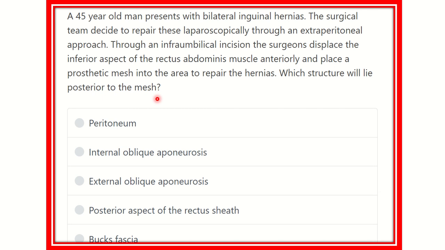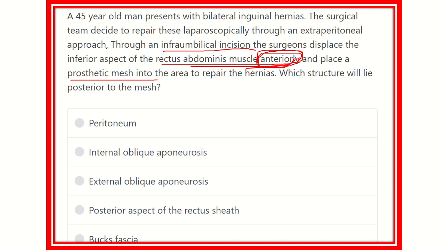So after reading the question, we have to find out the key point. Here we can see that through an infraumbilical incision, the surgeon displaces the rectus abdominis muscle anteriorly. So at this time, the laparoscopic instrument lies posterior to the rectus abdominis muscle and places a prosthetic mesh into the area. So the prosthetic mesh is placed posterior to the rectus abdominis muscle. So we have to find out the structure which lies posterior to the rectus abdominis muscle at this level.